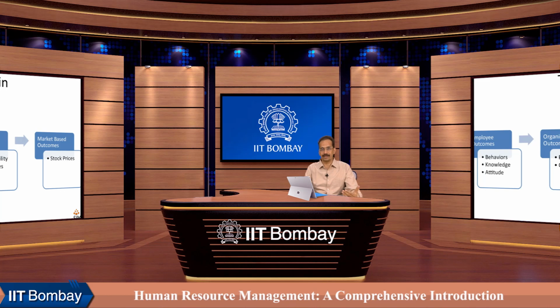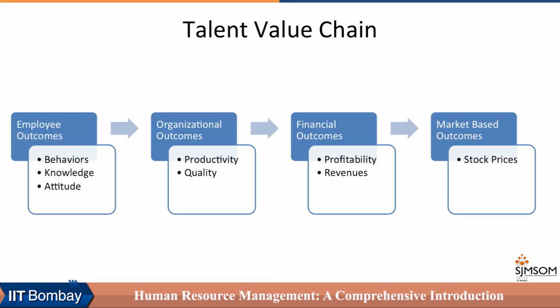If organization productivity and quality of the output is there, naturally that will result in positive financial outcomes like profitability or enhanced revenues, and financial outcomes are reflected in the market based outcomes. Stock price is one of the market based outcomes, but there can be multiple market based outcomes like brand equity, brand recall, etc.